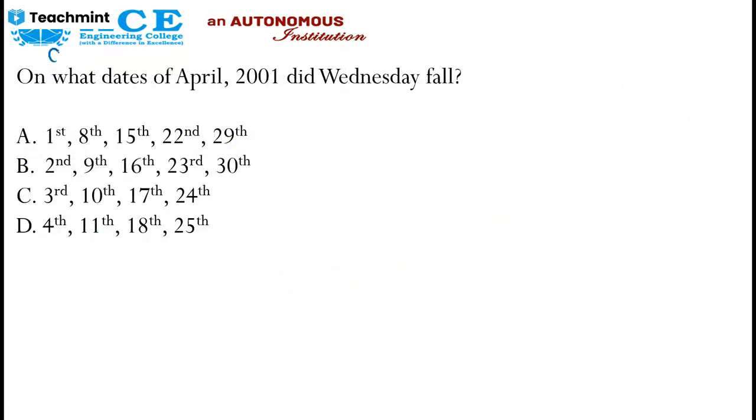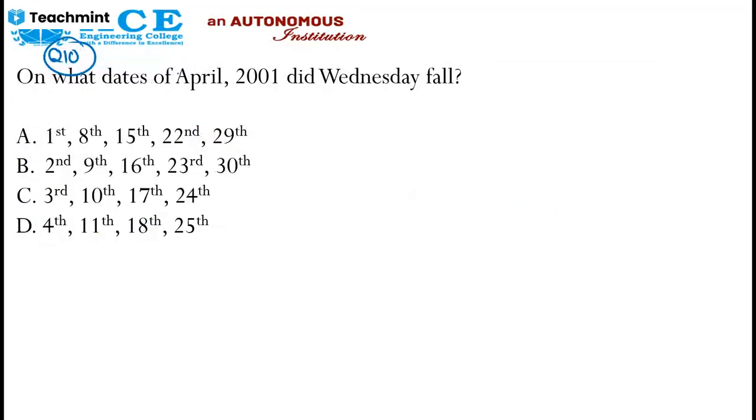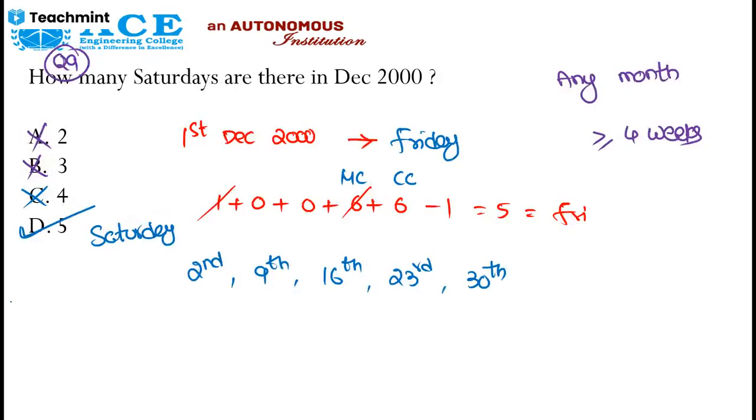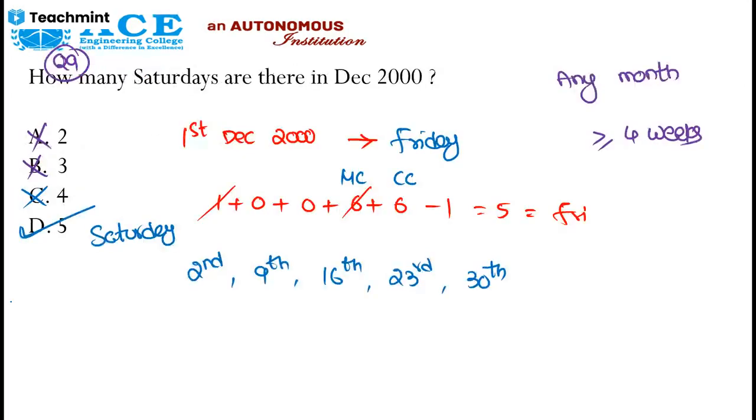The 10th question is also an extension of the previous question. Here they're asking for exact dates. I hope you can take 1st April and calculate what that date is. If 1st April is Tuesday, then 2nd is Wednesday, and with that you can decide the answer. Same: you take the first date, 1st April here, and calculate what day it is. That will give the answer. Similar to the previous one.